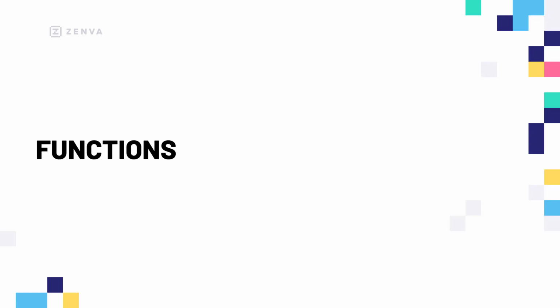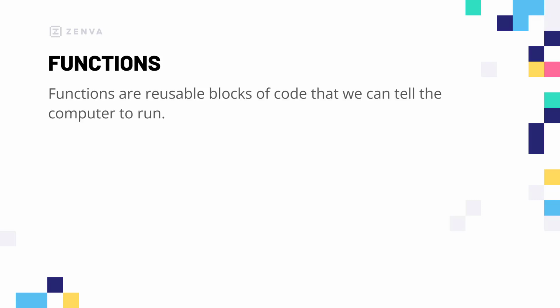Hey everyone, in this lesson, we are going to be exploring functions inside of GDScript. Now, functions are essentially reusable blocks of code that we can tell the computer to run. So we might have a function for making the player jump, we might have a function for adding score, we might have a function for updating our UI elements, okay?